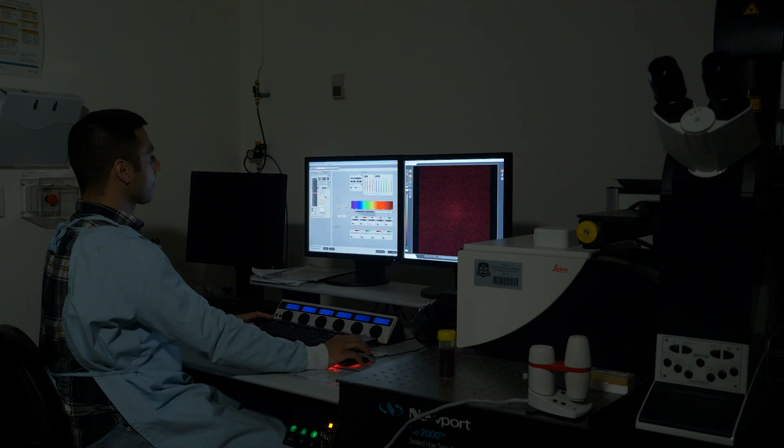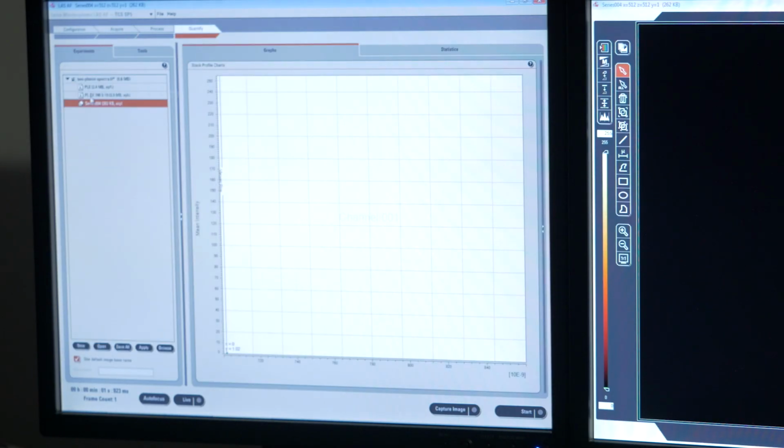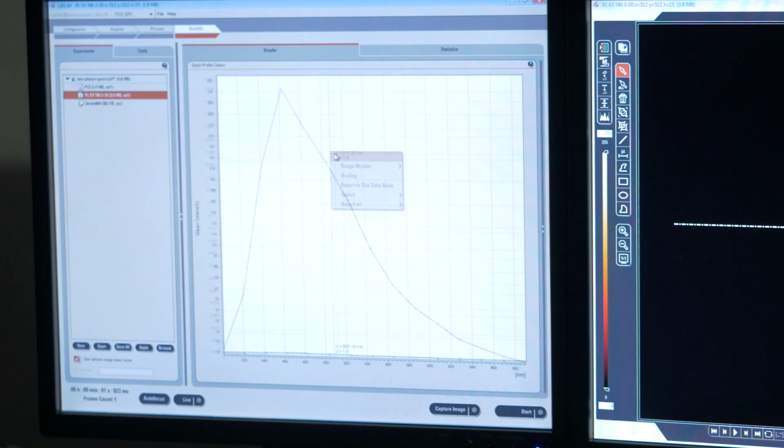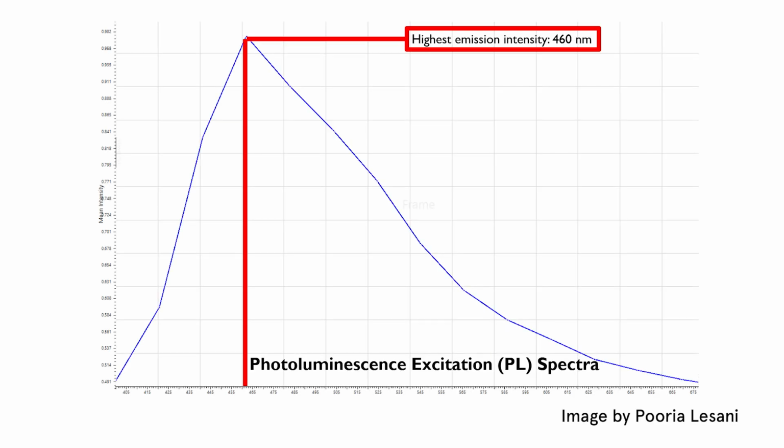Okay, so we are exciting our probe with 740 nanometer, and here we collect the emission of the carbon quantum dots, which has the maximum emission peak at around 460 nanometer. Now, I can show you how suitable the carbon quantum dots are for cell imaging.